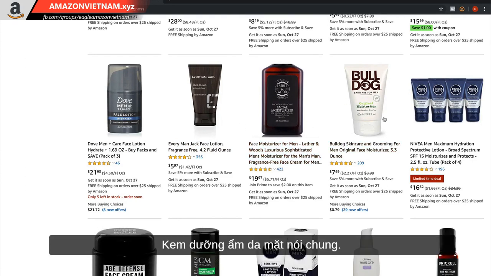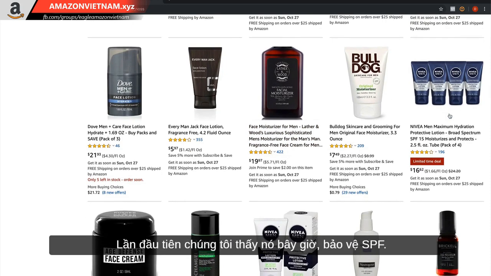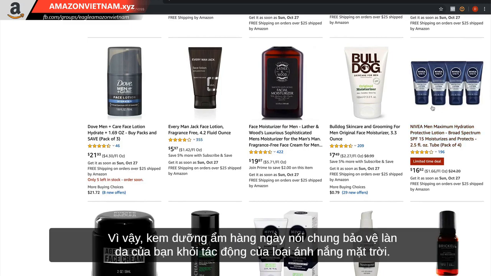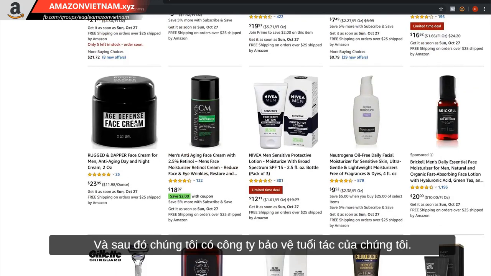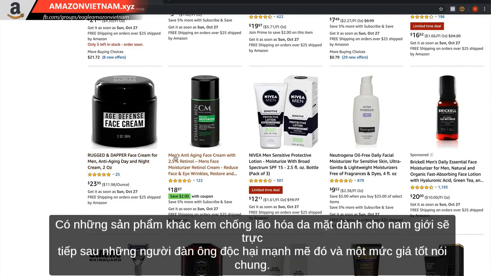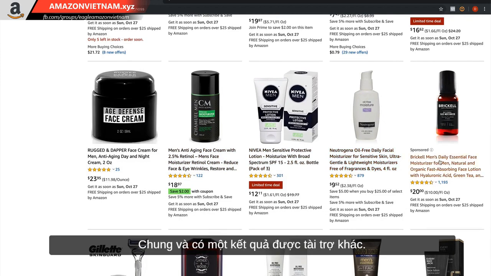moisturizer. General face moisturizer, we already have identified Bulldog. Nivea, again, a huge brand. First time we've seen it now. SPF, protective, so general daily moisturizer, protect your skin from the sun type intent. And then we have our age defense from Rugged and Dapper, so we know that they're directly relevant. There's that other product, men's anti-aging face cream, that are going directly after that intent, targeting men and a good price point. General, and there's another sponsored result.